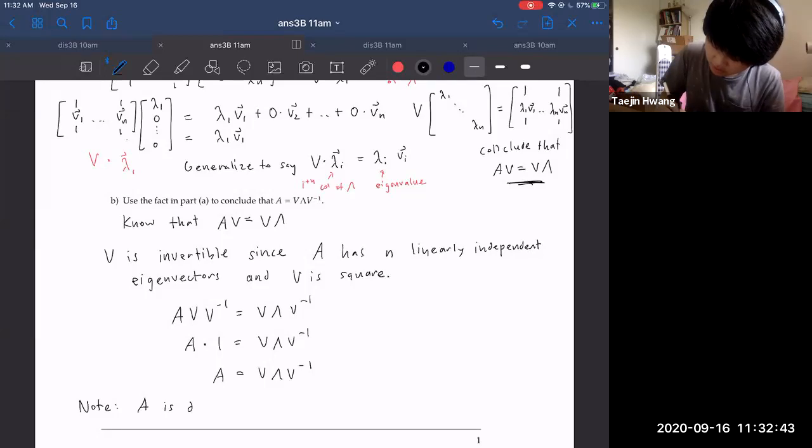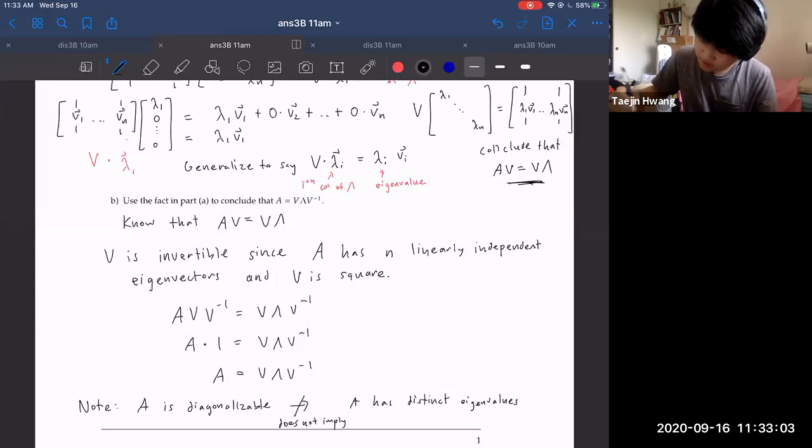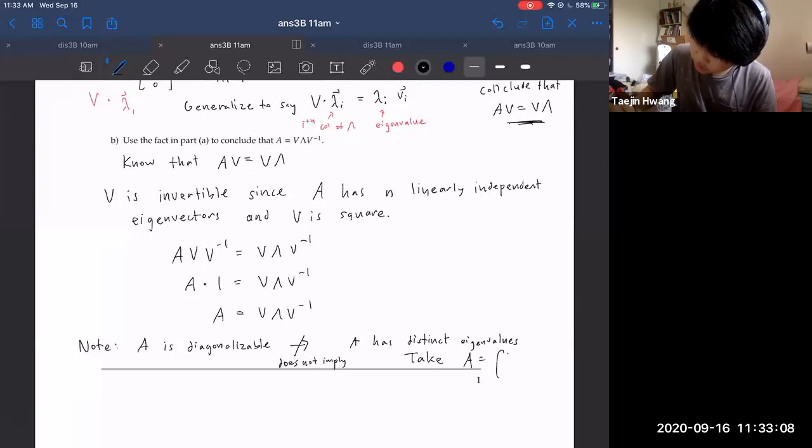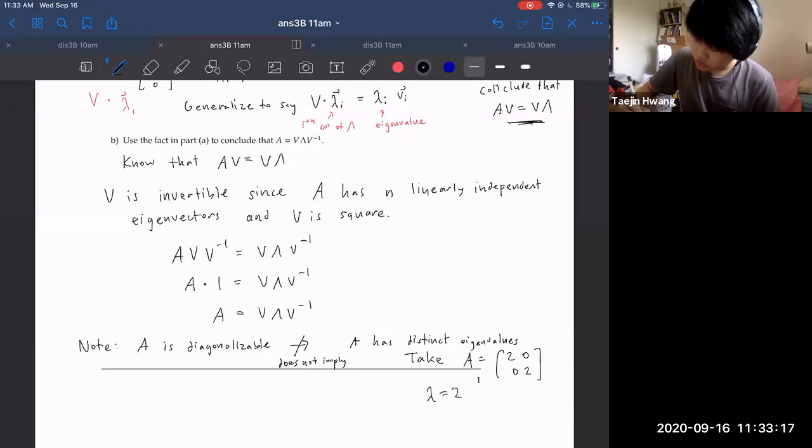A is diagonalizable. In other words, A has linearly independent eigenvectors. That does not imply A has distinct eigenvalues. If you're unsure why, let's just take A equal to this matrix, for example, 2 times the identity. Then lambda is equal to 2, but we also have eigenvectors (1, 0) and (0, 1). Yeah, exactly.